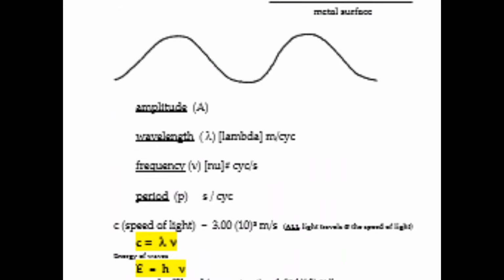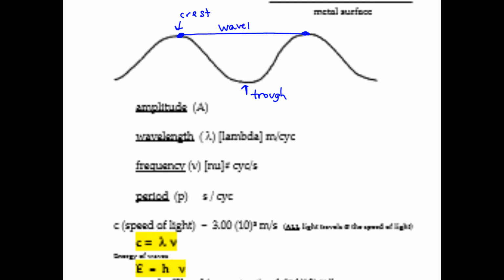The top of the wave is called the crest. The bottom of the wave is called a trough. This is similar to the thing that animals drink out of. It's called a trough, like farm animals. If you were to take the distance between a crest to another crest, that would be called the wavelength.